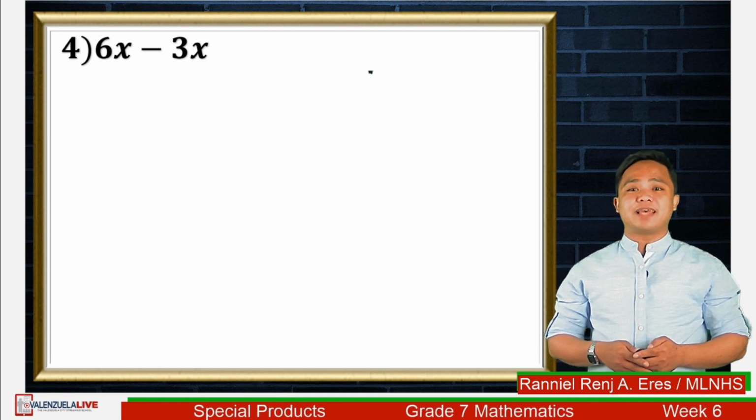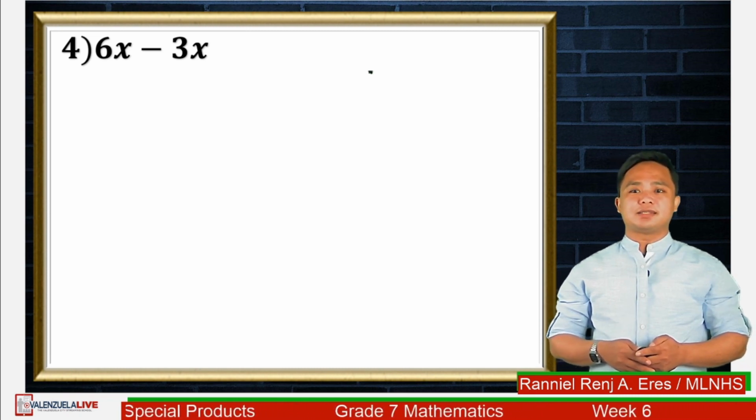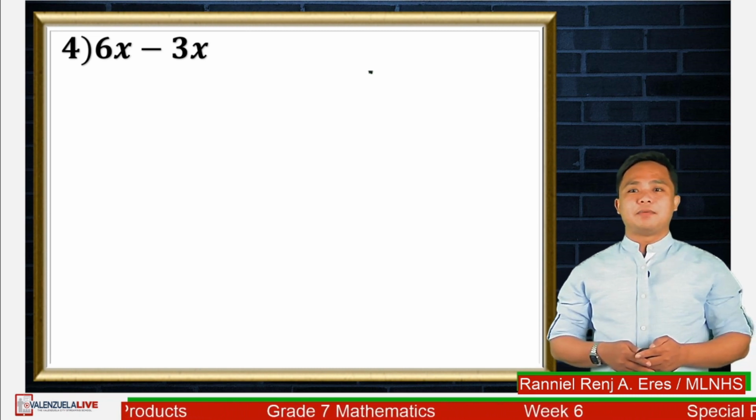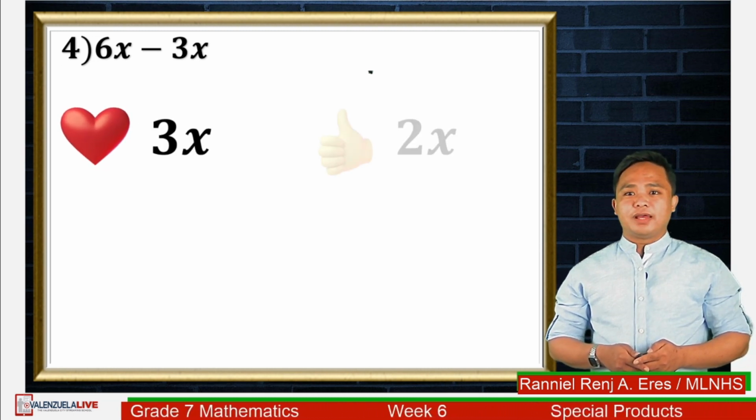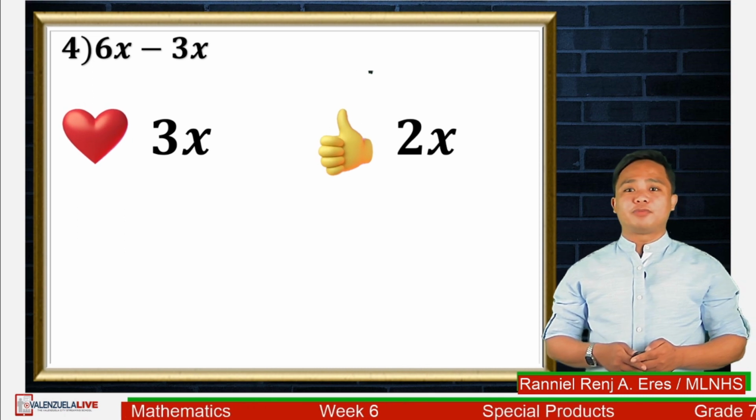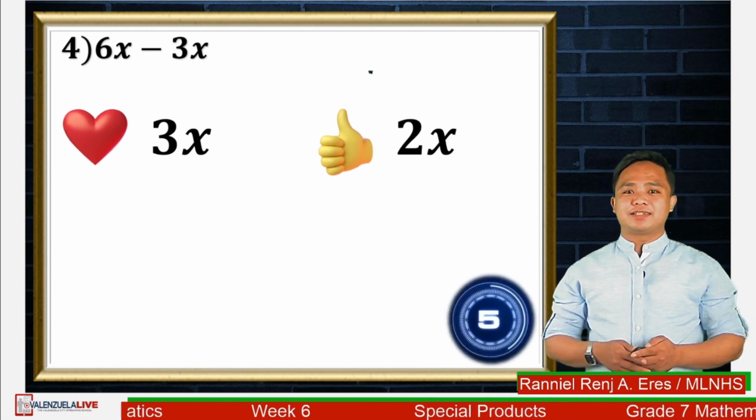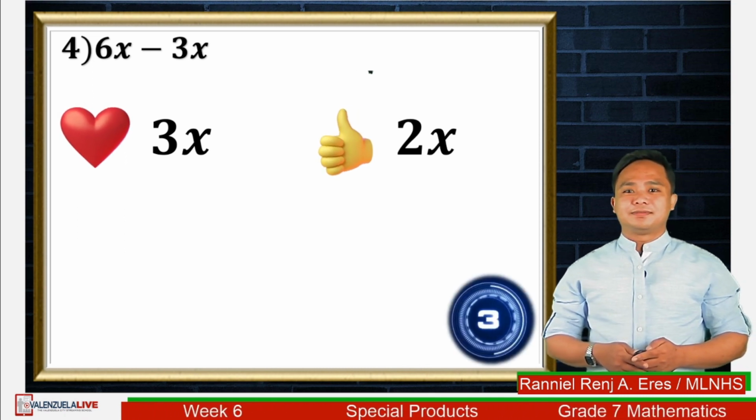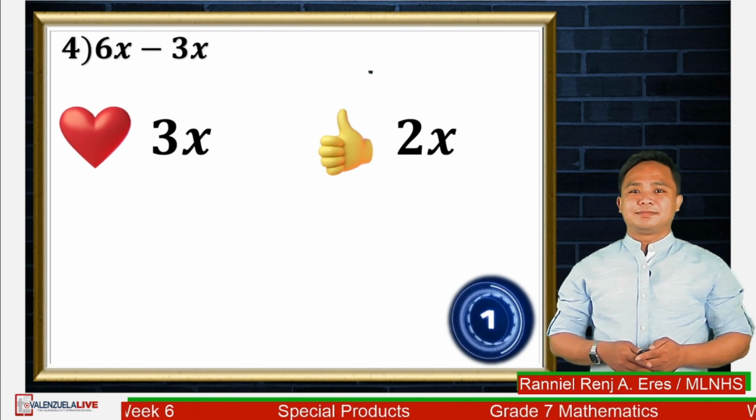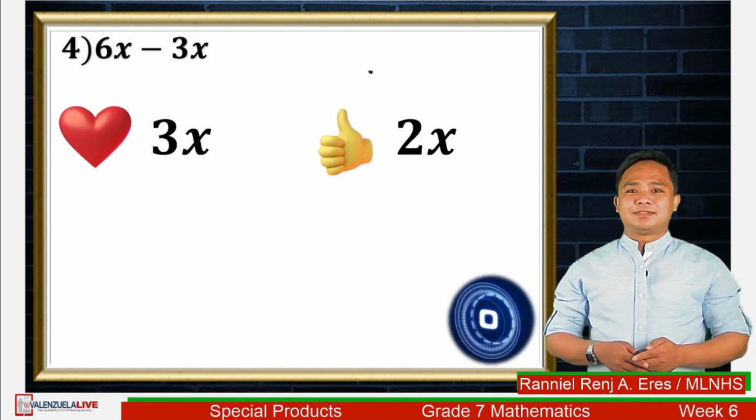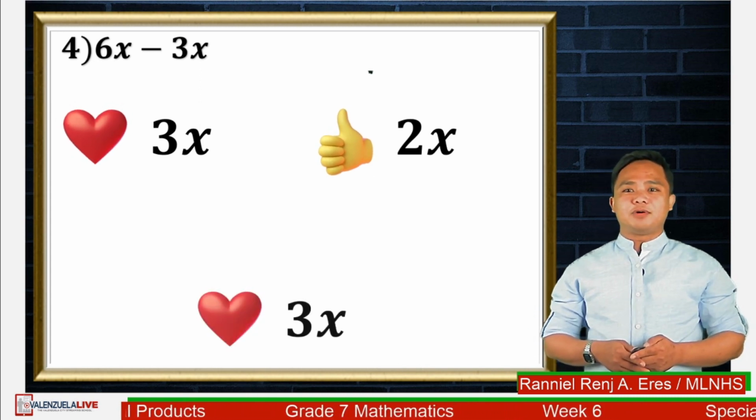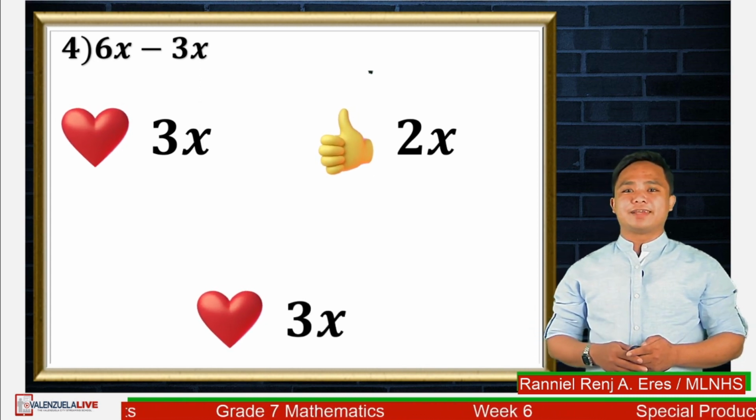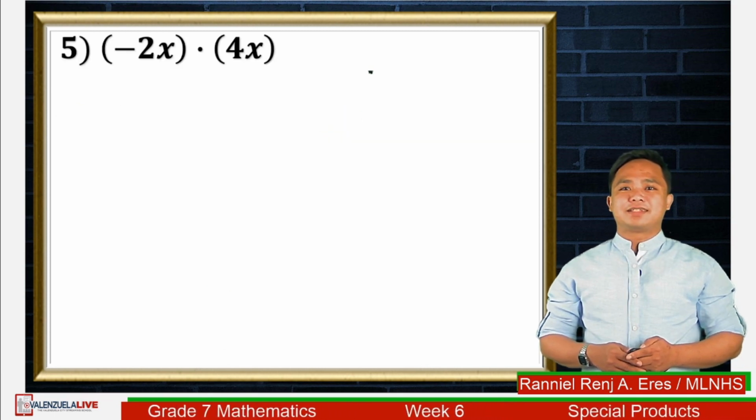Okay, let's have number 4. We have 6x minus 3x. Again, we have 6x minus 3x. For heart, we have 3x. And for thumbs up, we have 2x. Your 5 seconds starts now. Okay, time's up. So if you choose heart emoticon, you are correct. That is 3x.